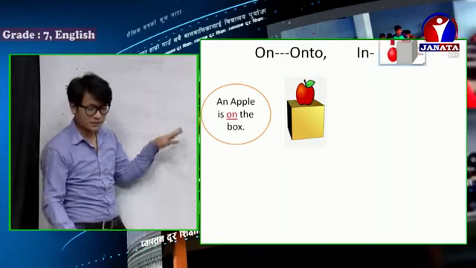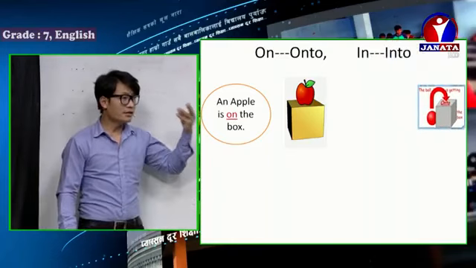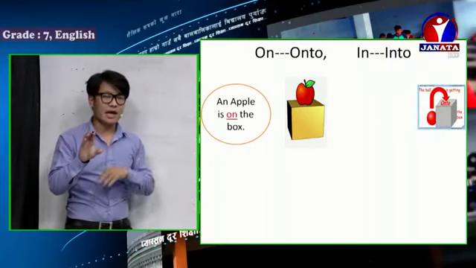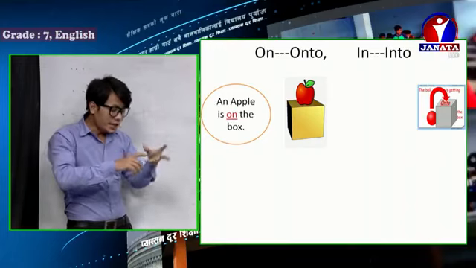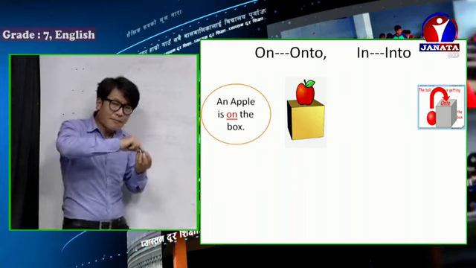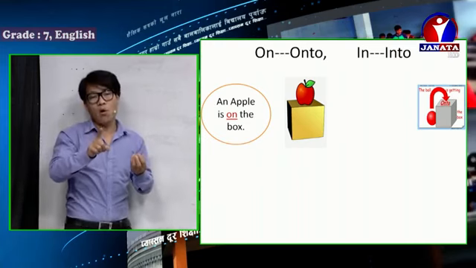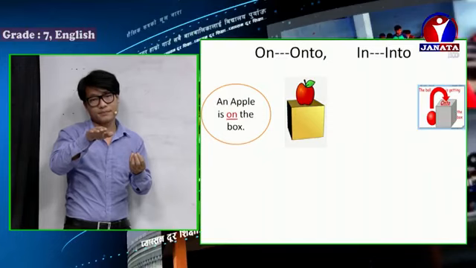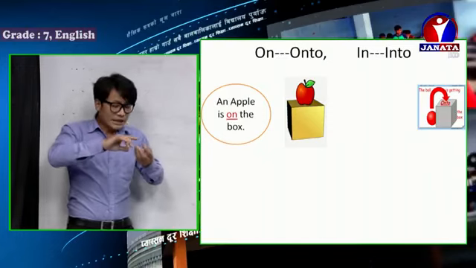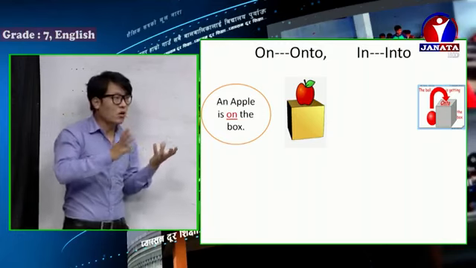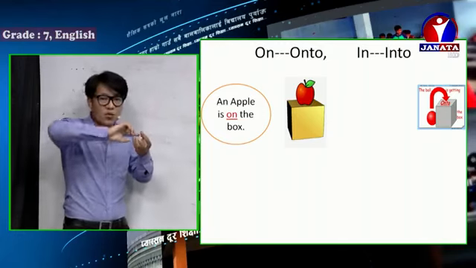But see the next picture. There's a box and an apple. And you can see the red arrow. This red arrow shows that the apple is going to be on the upper surface of the box. So this shows that it's a continuous action. It's going to be.